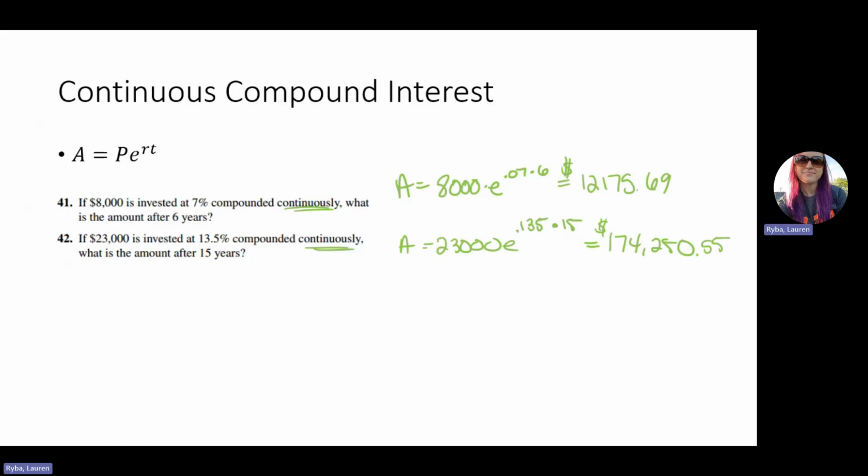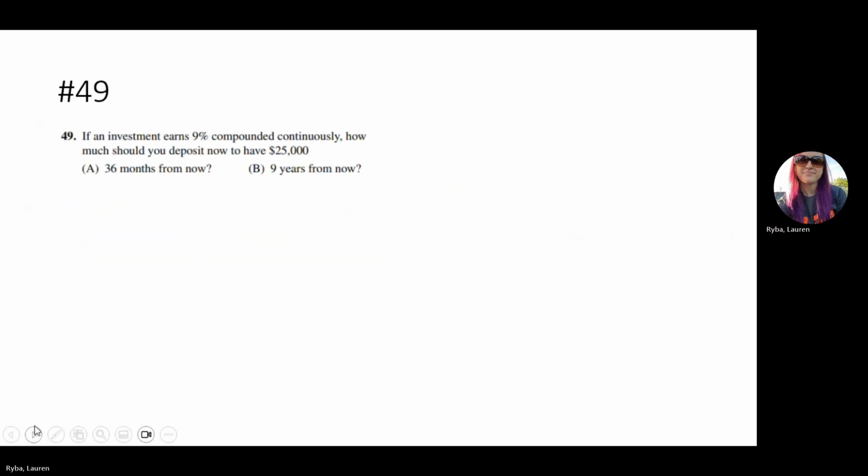We can also solve for R or for T. So we'll do those here. If an investment earns 9% compounding continuously, how much should you deposit now to have $25,000 36 months from now, or 9 years from now? Key is every time we do these problems, it's in terms of years. So 36 months is 3 years. So always make sure when you're using this one, it's in terms of years and nothing else.